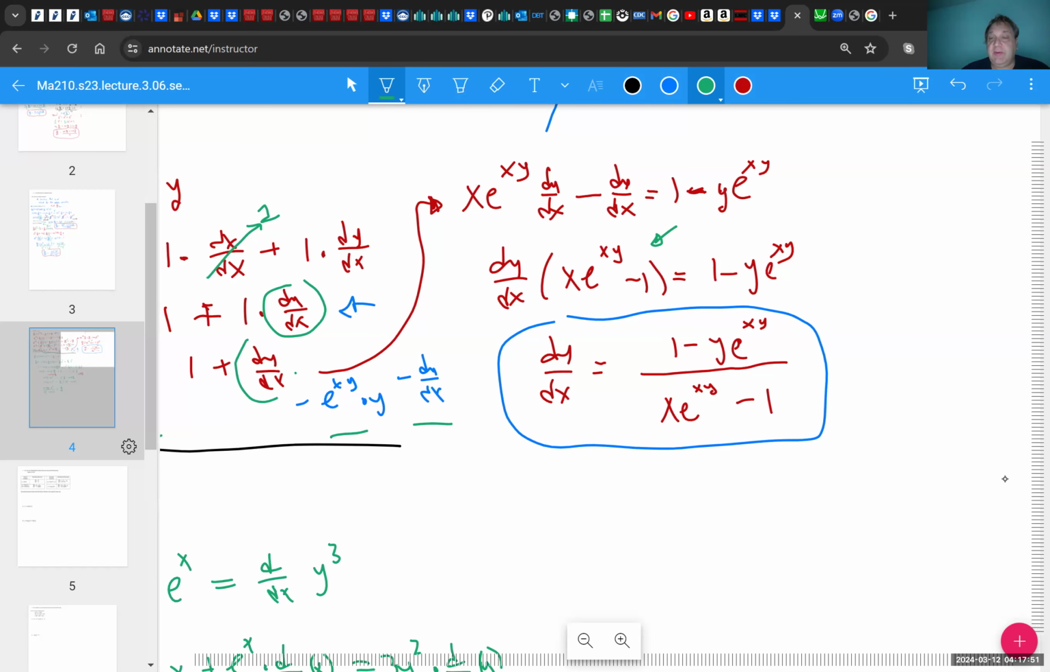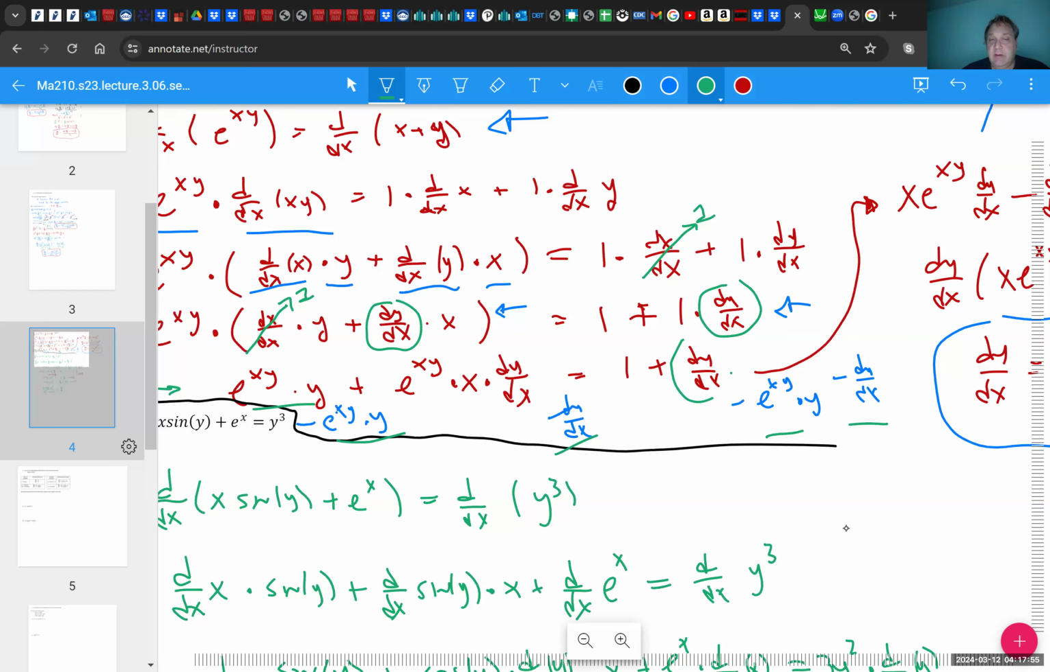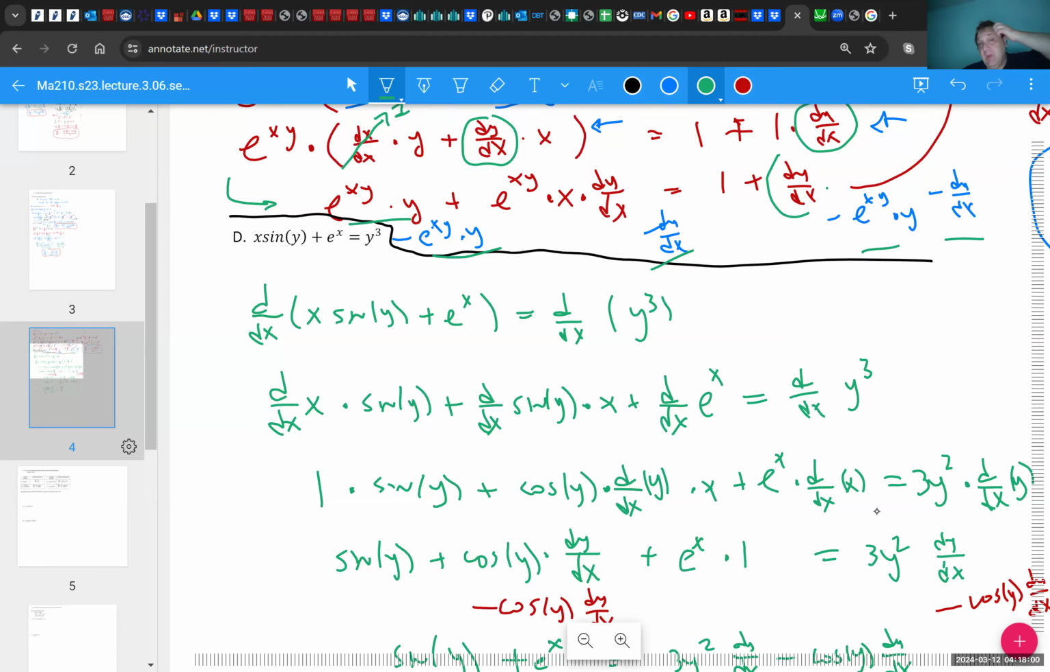All right, the other example that hopefully you had a chance to try was this one down here, Example D. So once again, I differentiate both sides, differentiate the left-hand side with respect to x, differentiate the right-hand side with respect to x. I'm going to, again, just be doing my strategy of doing derivatives.